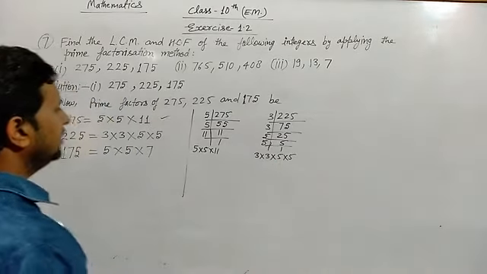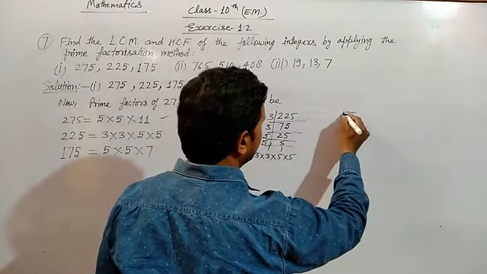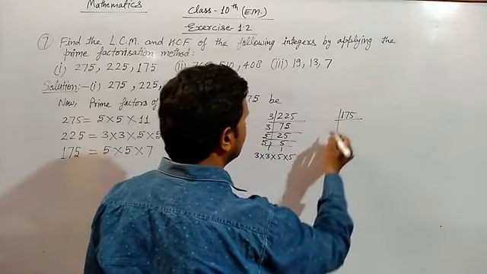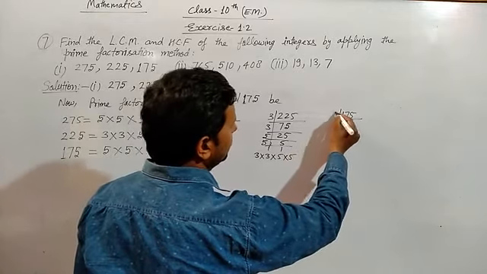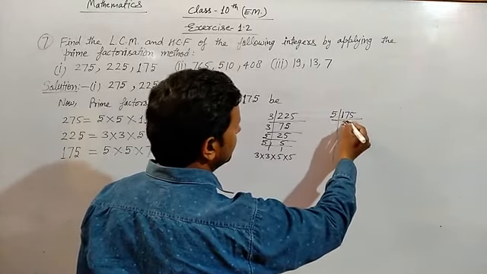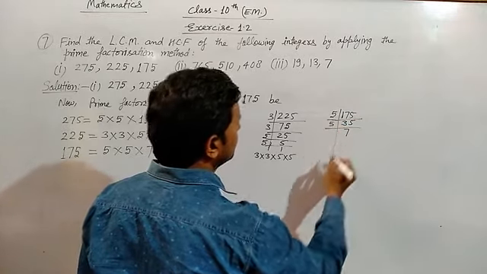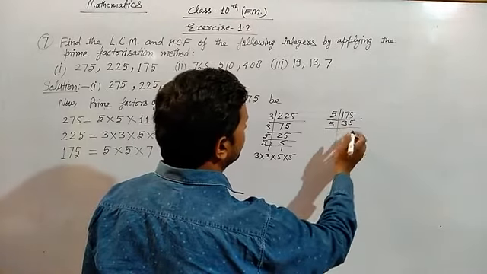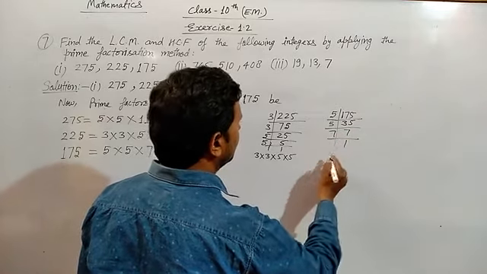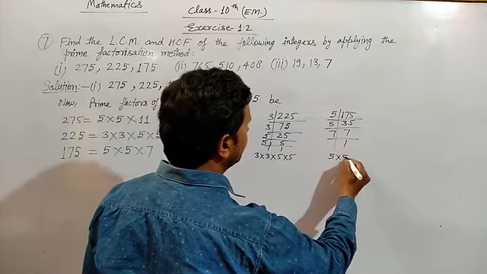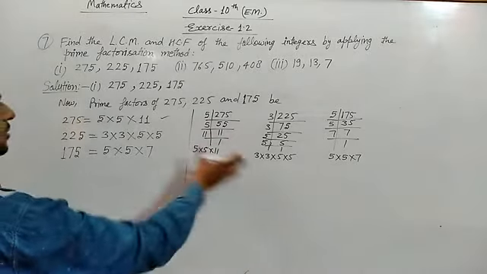In the same way, the third number is 175. We write it in this way. It will not be divisible by 3, so we take 5. 5 times 3 is 15, 5 times 5 is 25, and here 5 times 7 is 35. Now we get 7, and 7 times 1 is 7. Our prime factors for this are 5 into 5 into 7. Okay, we can put these values in this way.